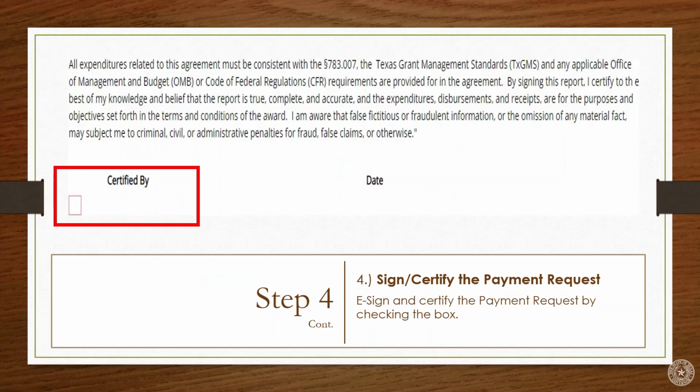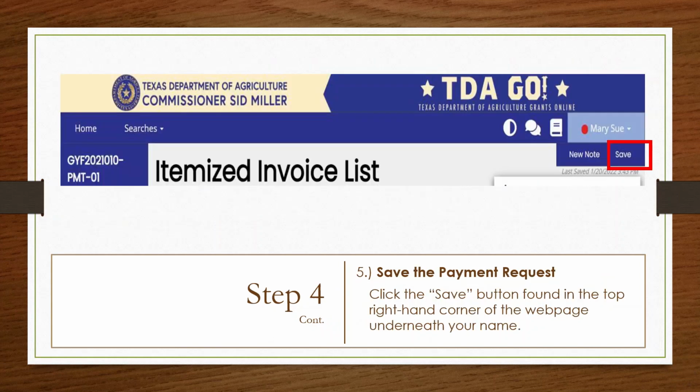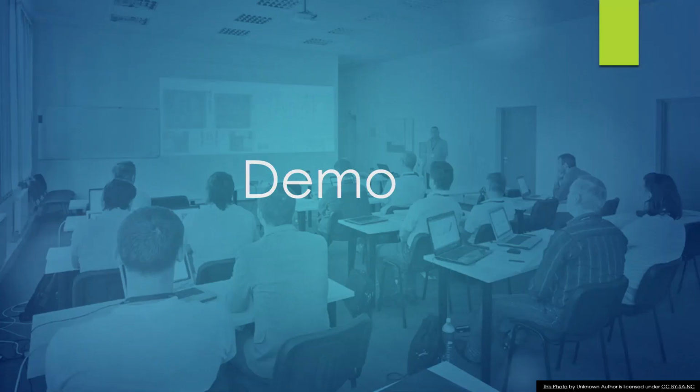You are now ready to sign and certify the payment request by checking the box. However, before signing and certifying, please read the disclosure at the top of the page. Please make sure you save your payment request by clicking the Save button found in the top right-hand corner of the web page underneath your name. Now we will show you a demo.